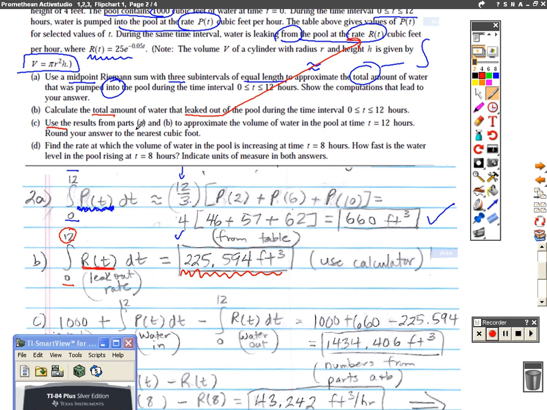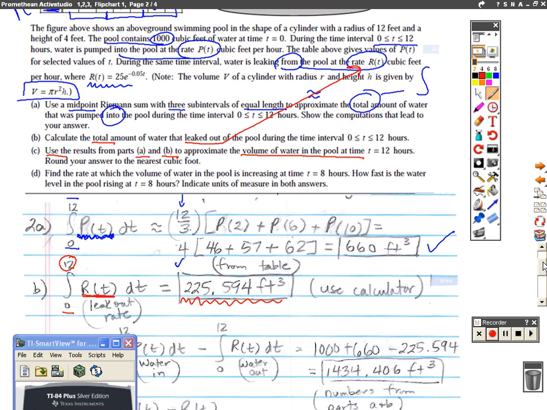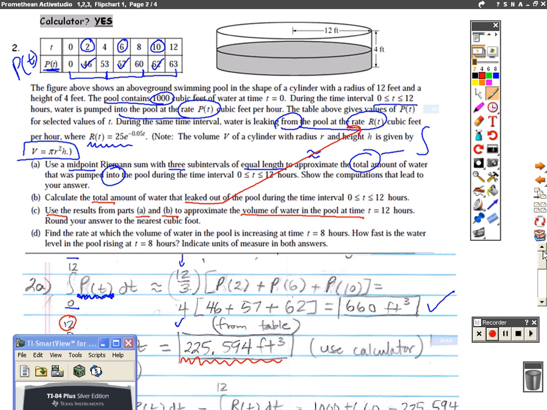Use A and B to approximate the volume of water in the pool at time t equal to 12. Now this is where that initial condition comes in. And this is where students often forget there was already 1,000 cubic feet of water in the pool.